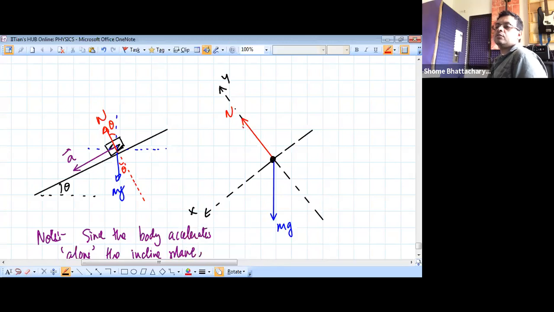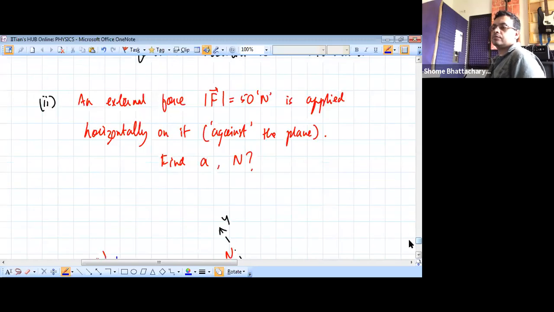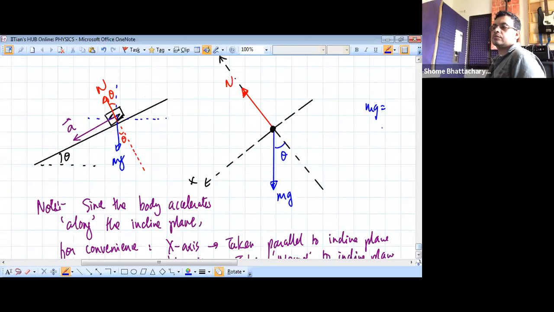So the normal reaction we don't need to resolve, it's already along the y-axis, but mg will need to be resolved. So to resolve mg, we'll have to keep in mind this angle. mg has a magnitude of 120 newtons, and theta was 37 degrees. So I'll show it in the same diagram that we are resolving mg into these components.